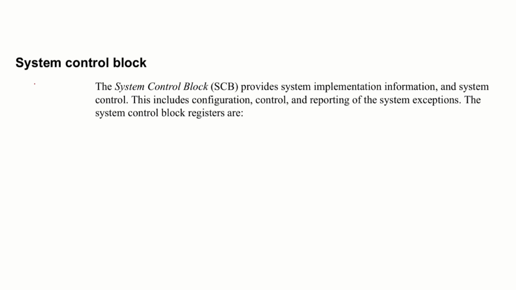For that, first we should know what the system control block is. The system control block is one of the peripherals of the ARM Cortex M processor. The system control block, that is SCB, provides system implementation information and system control. This includes configuration, control, and reporting of the system exceptions. I will show you those registers also. The main functionality of the system control block is that it has a set of registers for system exceptions. By using those registers, we can control the system level exceptions.